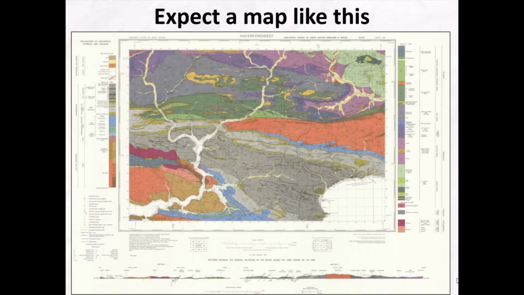So this is a map of Haverfordwest. This is the map you'll be doing in lab number 12, and you can expect a map that looks a bit like this. It won't be Haverfordwest, I guarantee you that, but it'll be a similar level of geological complexity.